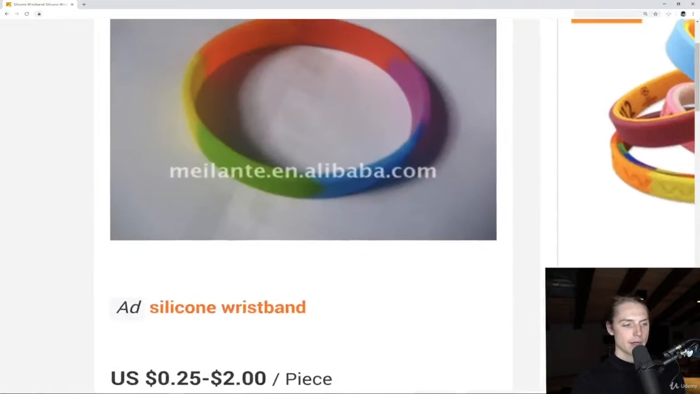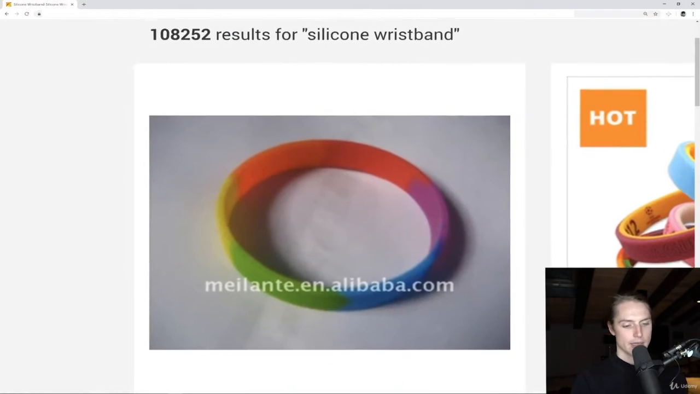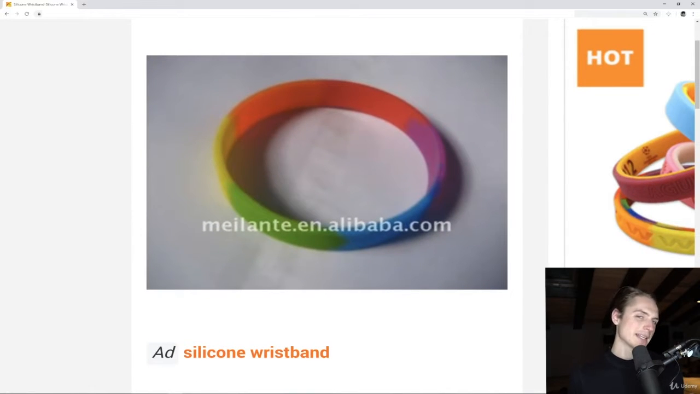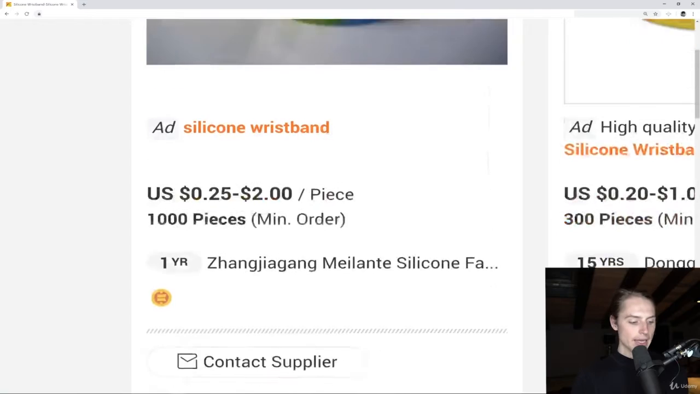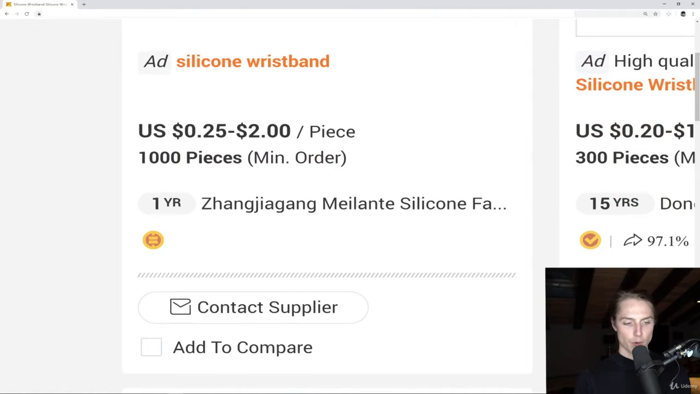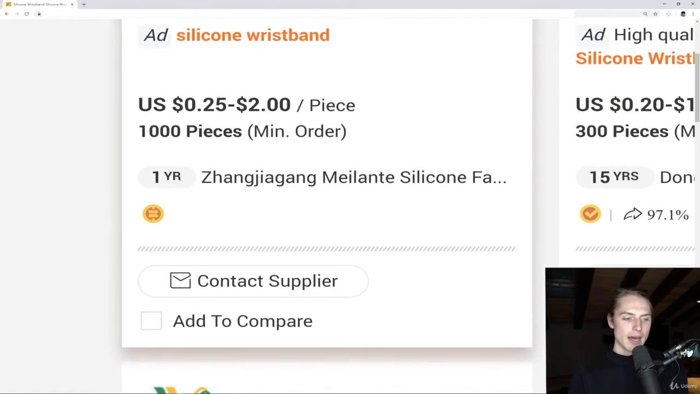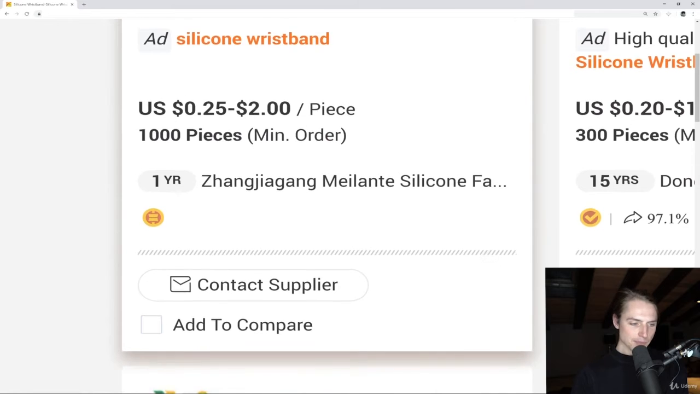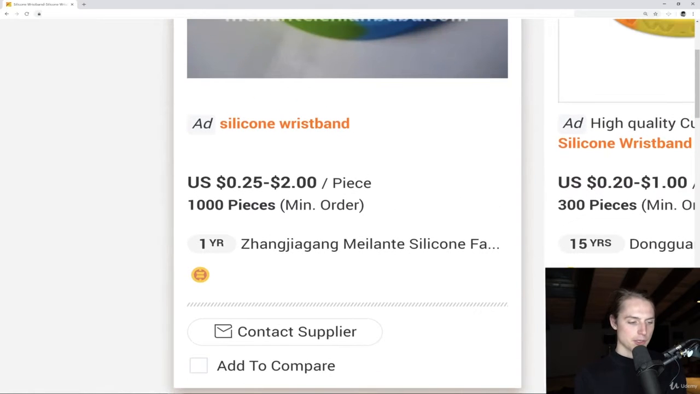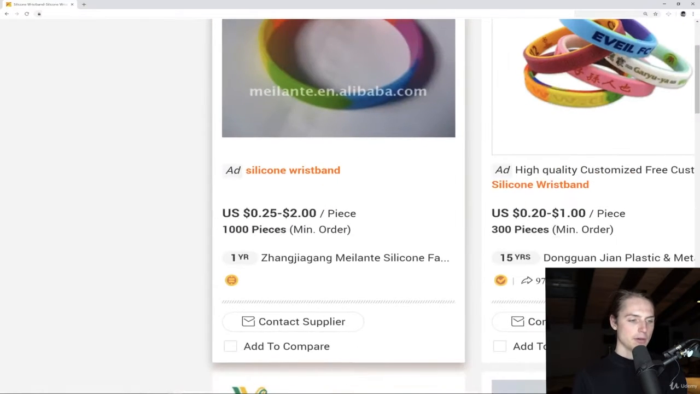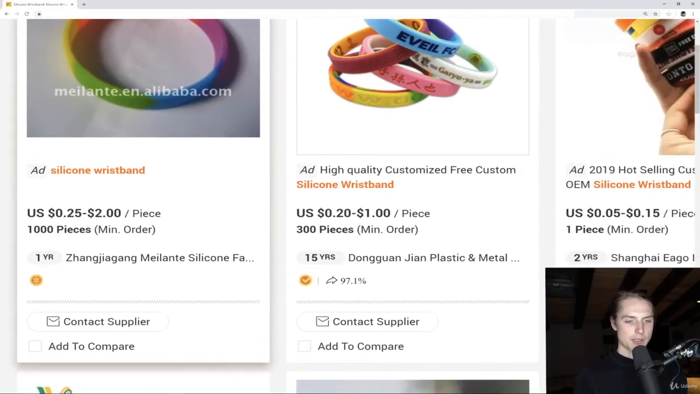So this one, obviously, I don't think would be a good idea. If they're not even going to put time into their image, that's probably a good representation of how they will be to do business with. All right. And if we take a look at this, look, they've only been on here for 1 year. So not the most trustworthy person. And their price is up to $2. It's very high, and they have a high MOQ. Don't know that I would go with that supplier.